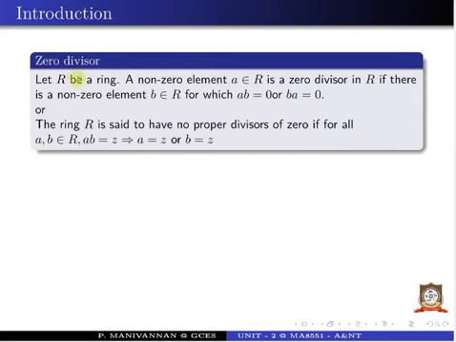Then zero divisor. What is a zero divisor? Let R be a ring. A non-zero element a belongs to R is a zero divisor in R if there is a non-zero element b belongs to R for which a · b equal to 0 or b · a equal to 0. Two non-zero elements whose multiplication will be 0. Then the ring is said to be a ring with zero divisors.